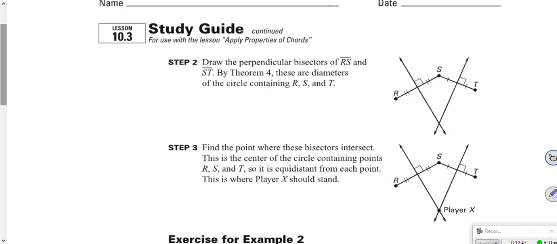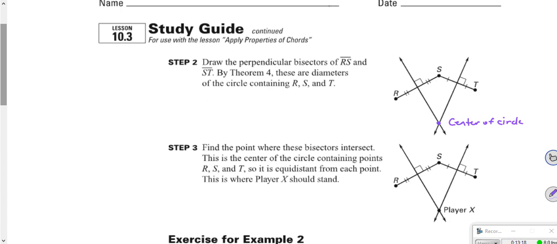So they would just keep going. This would be a really big circle, because what this is going to end up being is the center of the circle that houses points R, S, and T on its outside. So find the point where these bisectors intersect. That's step 3. This is the center of the circle containing R, S, and T. So it is equidistant from each point.